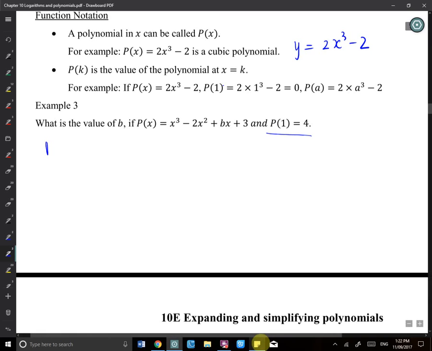So what I can write is P(1). What is P(1) equivalent to? Instead of x, I will write 1. That is the expression for P(1). So I will just simplify that. That's 1 minus 2 plus b plus 3. What I'll have is b plus 2.